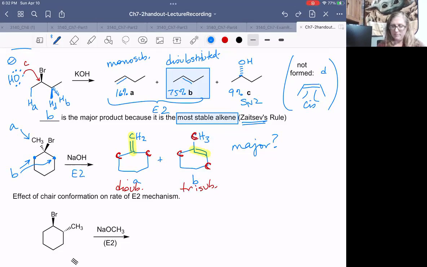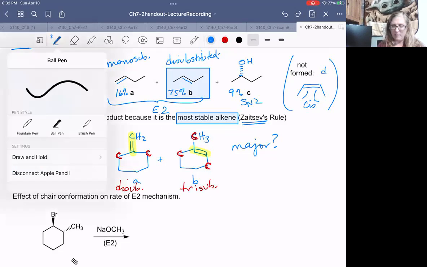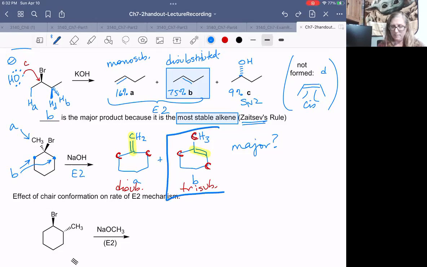Let's see if I can do that without drawing that box. I don't know if that's so easy to see. We'll just put that there. So B is the major.